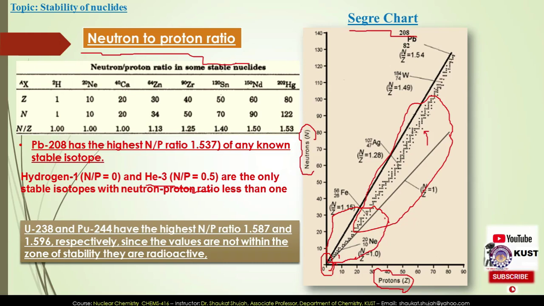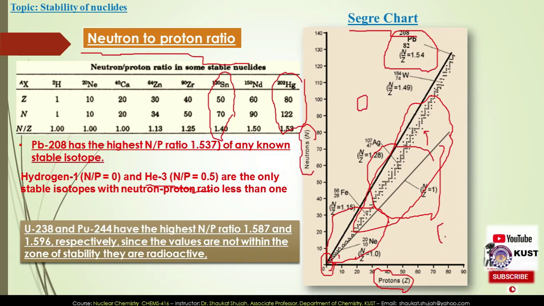For intermediate nuclides, the N by Z ratio is higher and it is around 1.4. And for heavier nuclides, the value is close to 1.5. Now if for a particular nuclide the N by P ratio is outside this zone of stability, then that nuclide will be unstable and it will try to get into this zone of stability by emitting radiations.